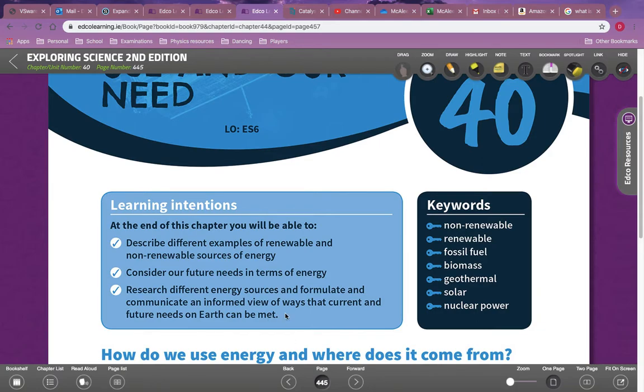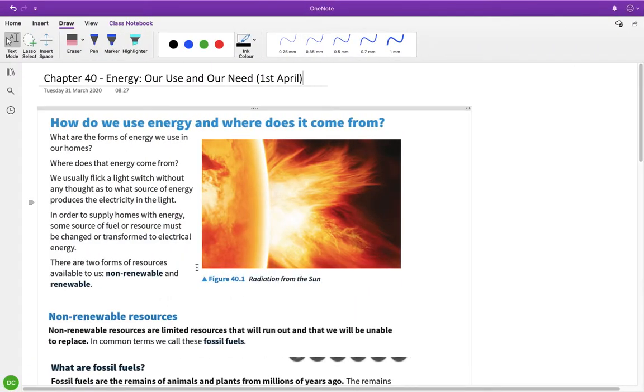Okay, so obviously that third one, we'll discuss some of the plans going forward. You probably know a lot of them already. Nobody has the answer to number 3. How do we meet our future needs? Nobody knows that. So today we're just going to concentrate on renewable and non-renewable sources of energy.